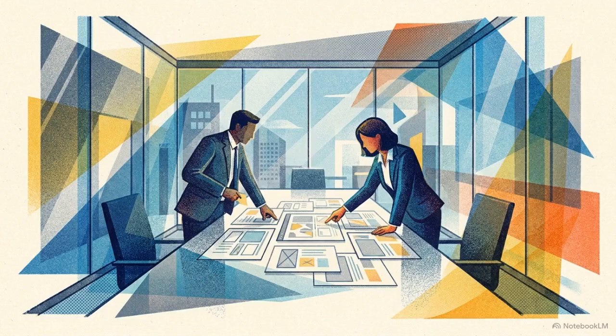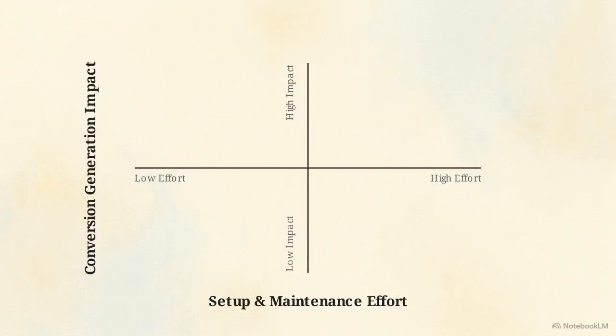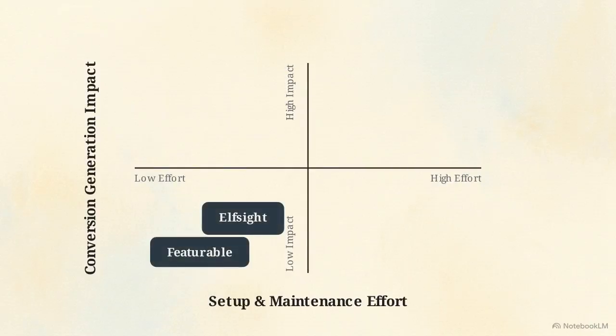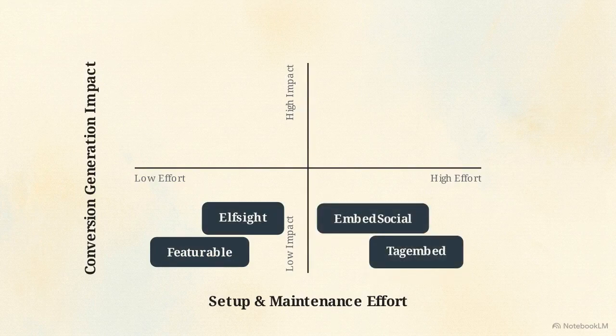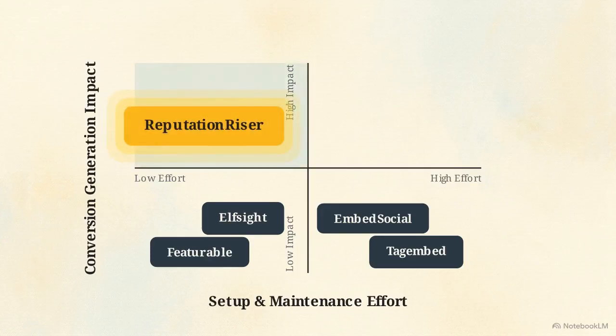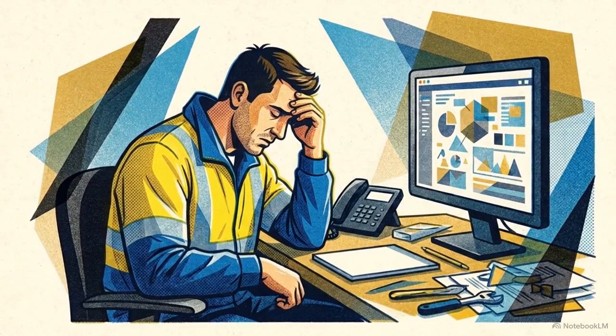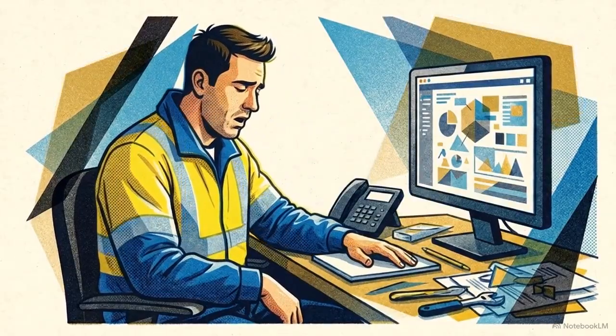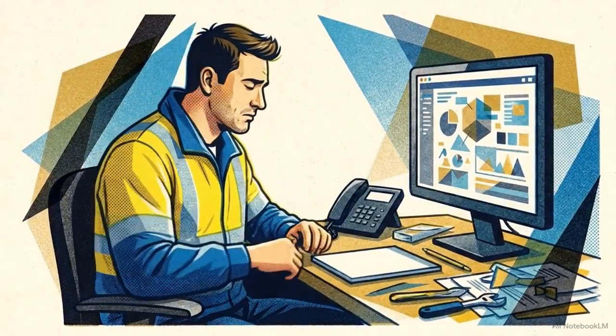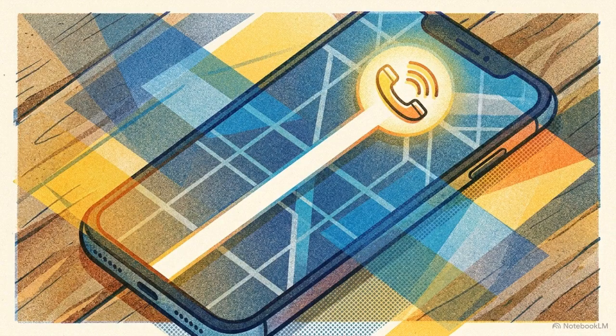Let's do a final side-by-side comparison to clarify this decision. Weighing setup effort against conversion impact, DIY tools like Elfsight are low effort, but low impact without CTAs. Broad platforms require high effort for moderate impact. ReputationRiser is the outlier, combining low effort with maximum impact through 5-star filtering and direct CTAs. For businesses where trust equals revenue, settling for a free tool in the lower quadrants is a false economy that ultimately costs you leads. While your choice depends on your scenario, local service websites have a clear, non-negotiable path.